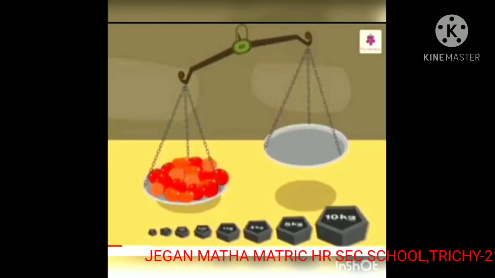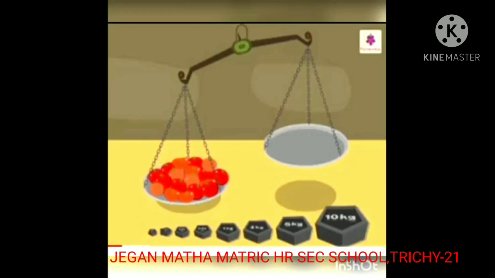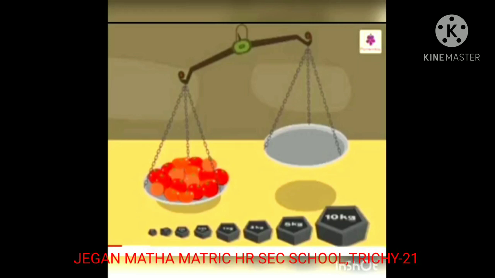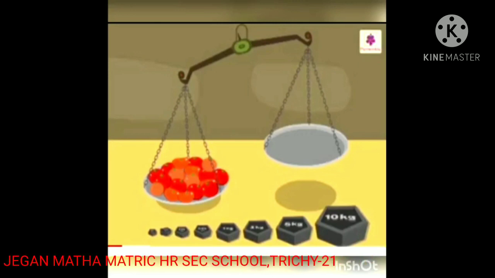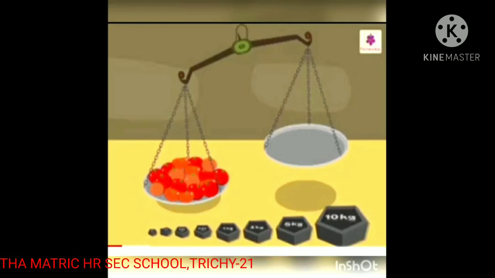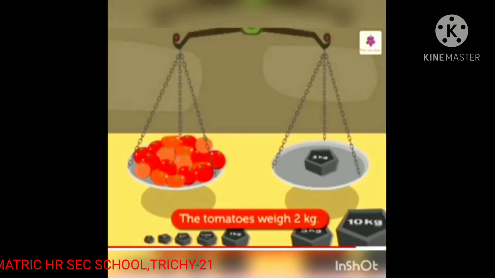Now let's see how to measure the weight of an object. Keep the tomatoes on one side and a 1 or 2 kilogram weight on the other side. Now look at the middle point of the balance scale. It is in the center, between both of the pans. So they balance each other. The weight stone and tomatoes are equal. So this is the balance.